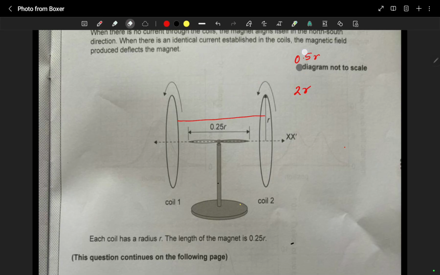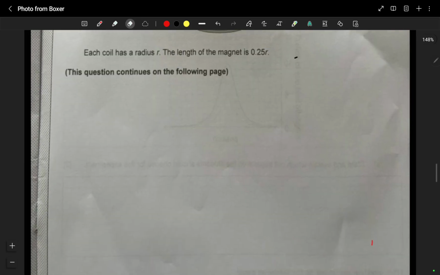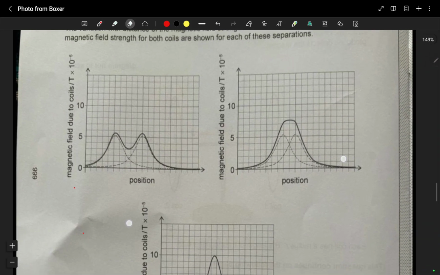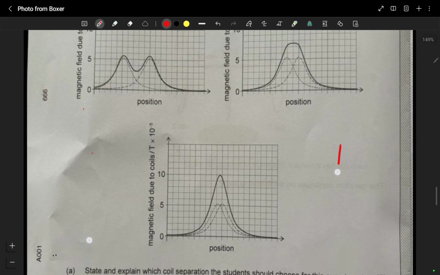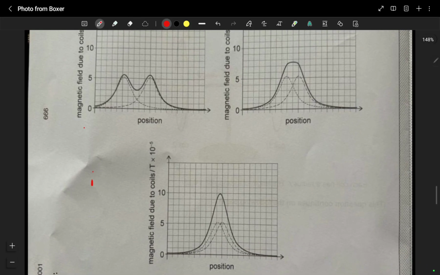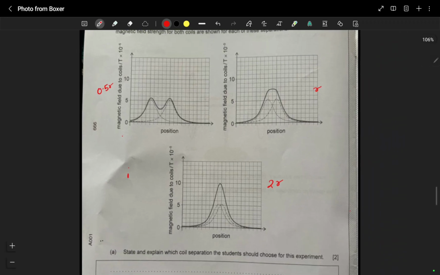The question says which separation the student should choose, and the information given to you is the graph. These are the three graphs for three different separations. This is the graph between the magnetic field due to the coils and the position. This is the graph for 0.5r, this is the graph for r, and this is the graph for 2r. If you look at the graph, in between the coils the magnetic field is not uniform. Here it is uniform only for a very short position, and here this separation r is giving you the most uniform magnetic field.